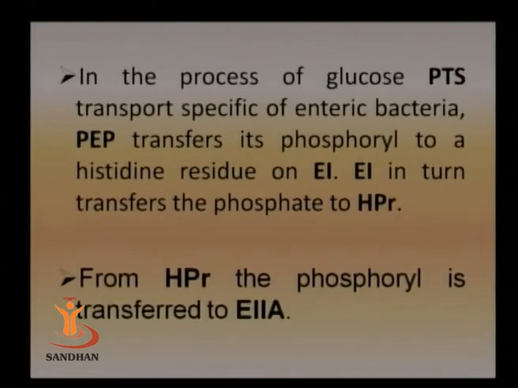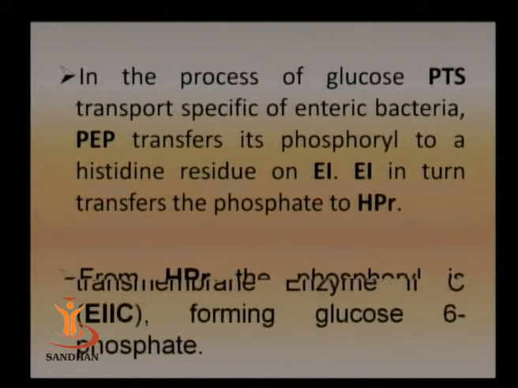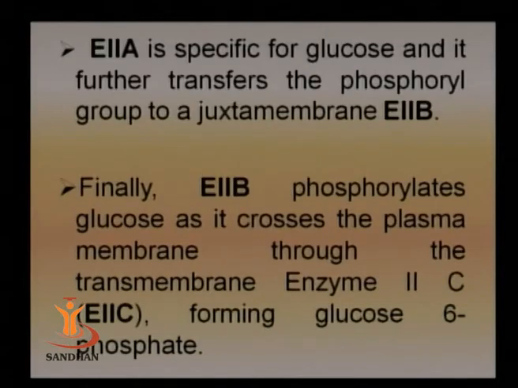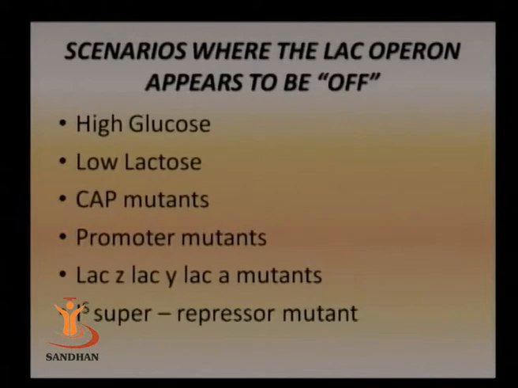So this is the cascade of phosphate group transfer from one place to another, and at last the phosphate will be donated to glucose 6-phosphate, and then it will enter into the cell. Now there are certain conditions in which the Lac Operon will remain in the off condition, that is, it turns off. So which conditions make this operon switch off?